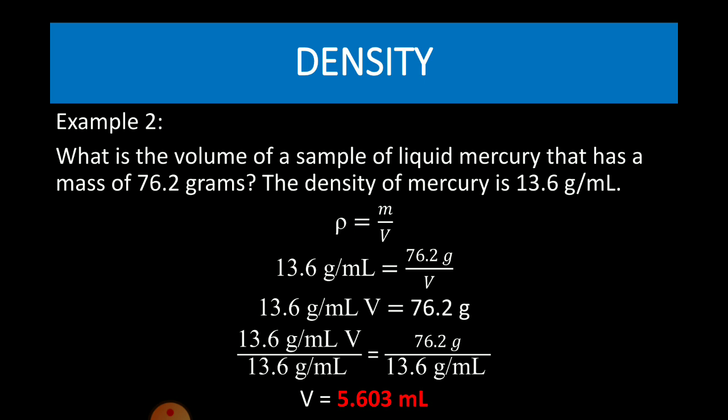So, that is 5.603 milliliters. The grams will also cancel because grams divided by grams will be equal to 1. Then you multiply it with 5.603, which is the same as 5.603. So the volume is 5.603 milliliters.